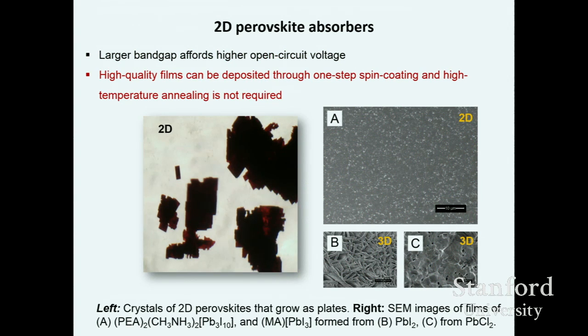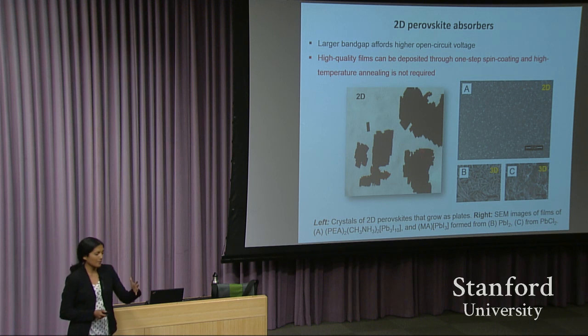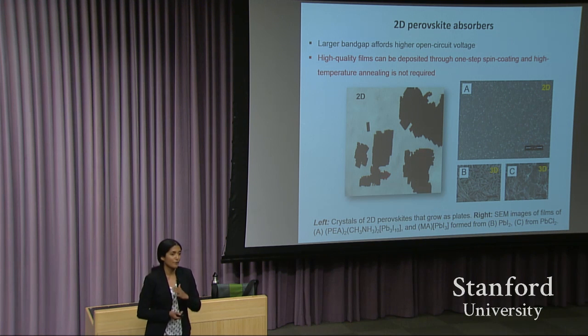2D materials form plates when they crystallize because crystallization along the AB axis occurs much more rapidly than perpendicular to that direction. And this very reason allows the material to form nice continuous films. So we can simply drop cast this material onto a substrate, and it coats the substrate very uniformly. We don't even have to anneal these materials. It forms a nice film.